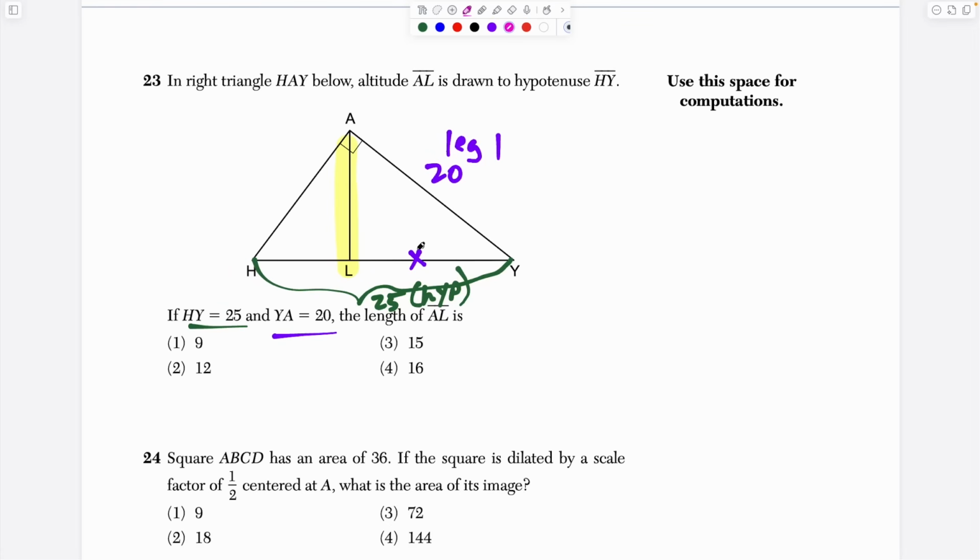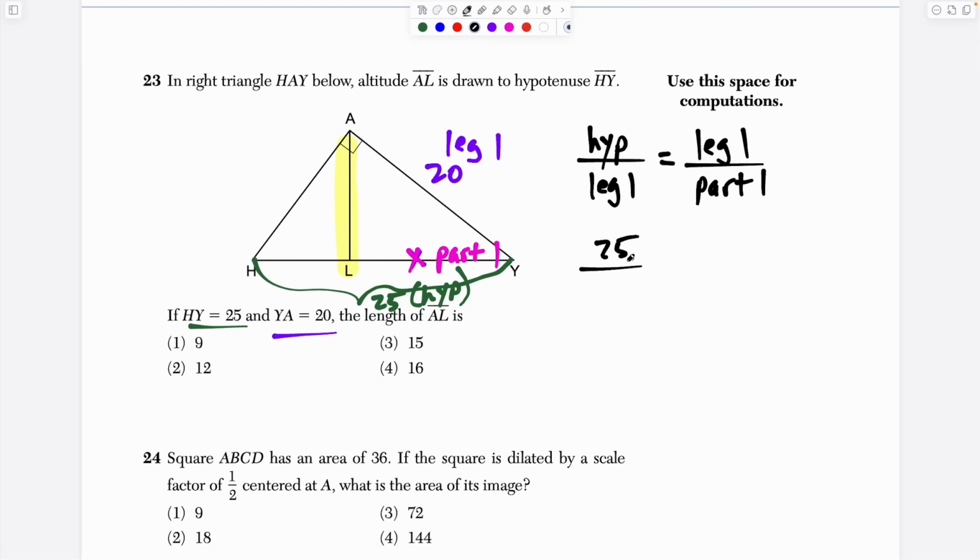And then I'll just do this here in a different color. X over here would represent part 1. Okay, so now I could write out the leg rule: hypotenuse over leg 1 equals leg 1 over part 1. And now I just plug in. The hypotenuse is 25 over, let's make that a little neater. So we have 25 over leg 1, which is 20, equals leg 1, still 20, over part 1, which I'm calling X for now.